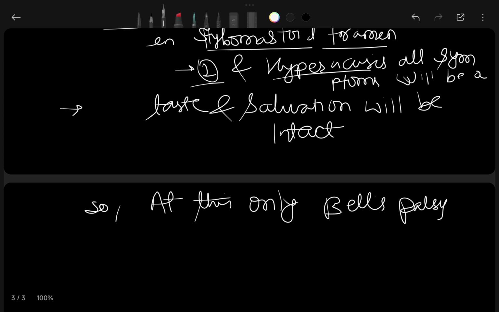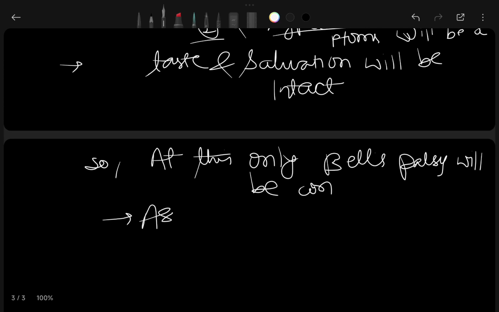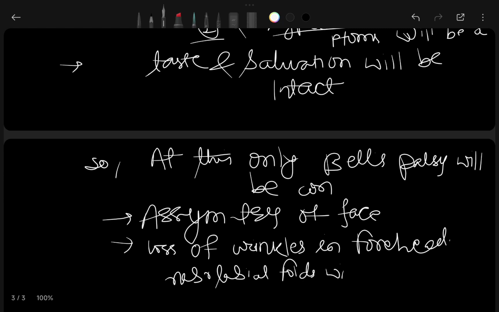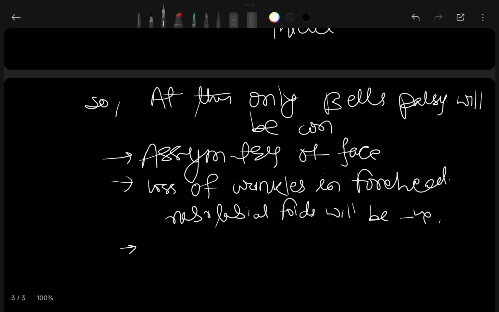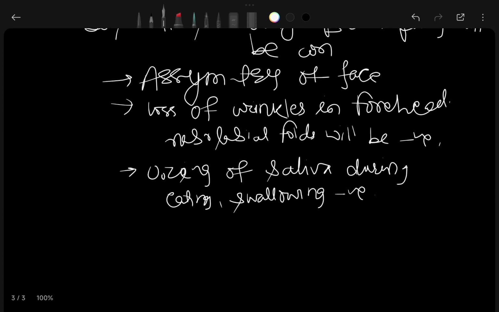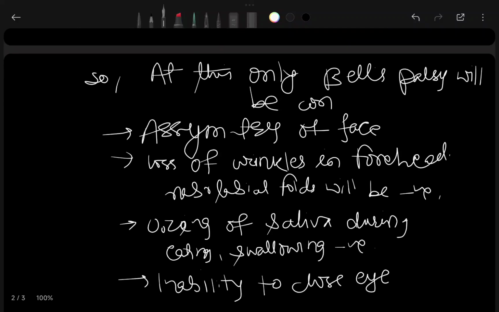In Bell's palsy there is asymmetry of the face, loss of wrinkles in the forehead, and nasolabial folds will be negative. Along with that, there will be oozing of saliva during eating, and swallowing will also be affected. Along with it, there will be inability to close the eyes. These are the symptoms of Bell's palsy.